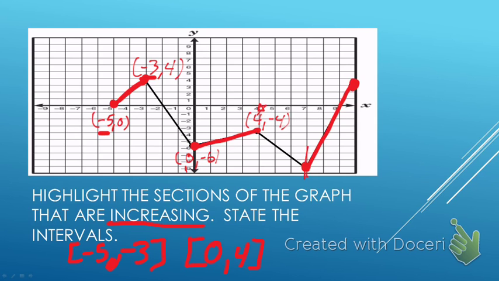The last section of the graph, we have 7, -9 is where it starts. And it finishes up here at 10, 3. So our last interval would be from 7 to 10.